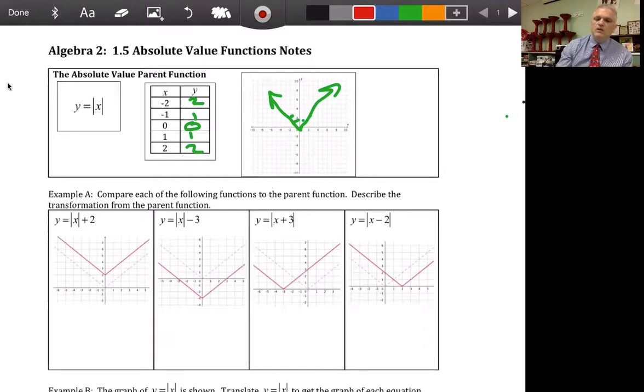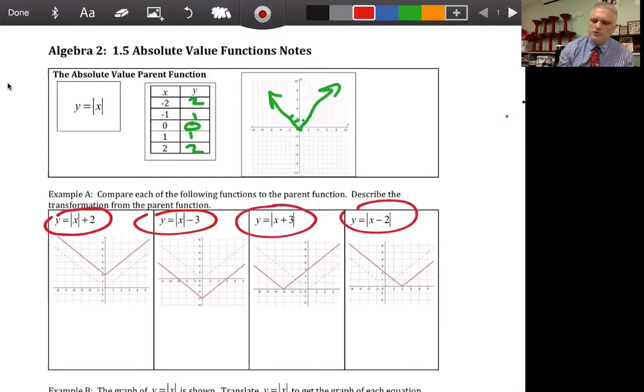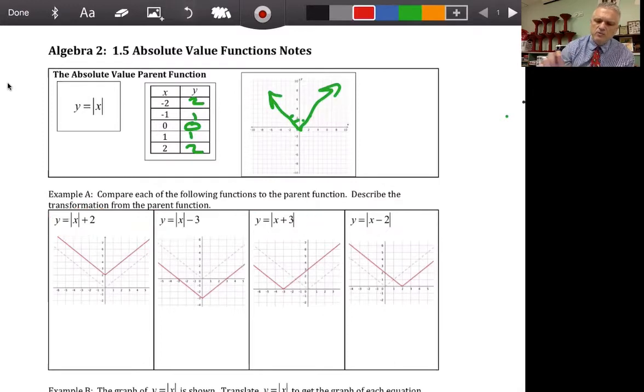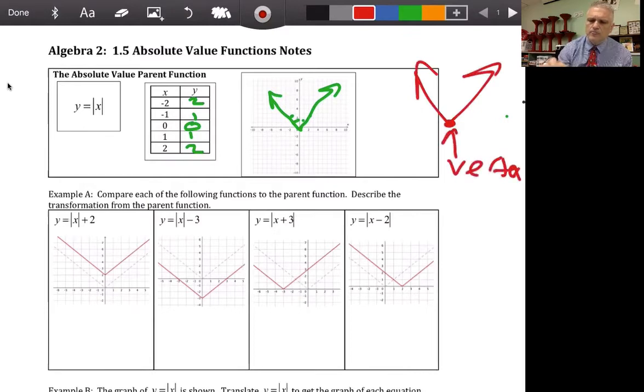Okay. So let's take a look at some other examples of absolute value equations, but now let's compare them back to the parent function y equals the absolute value of x. So let's remember what this looks like. Remember where the vertex is. The vertex is the little point where your two sides meet, okay? That's called the vertex, all right?